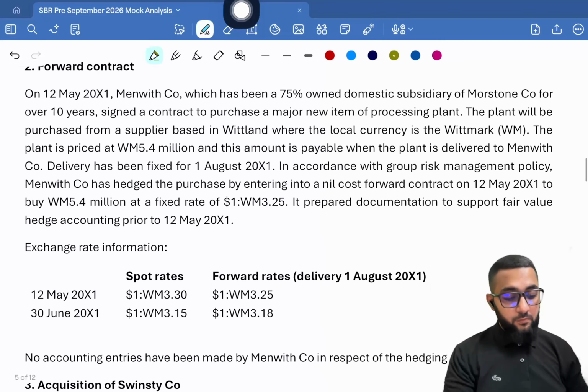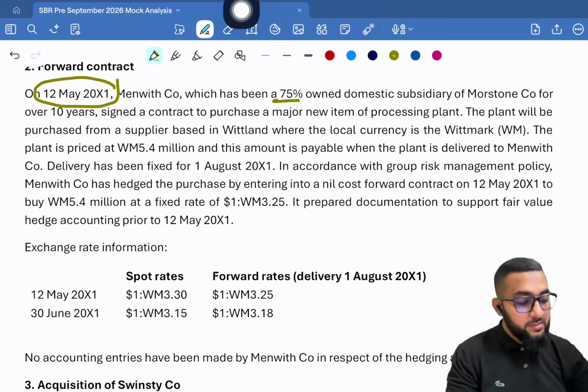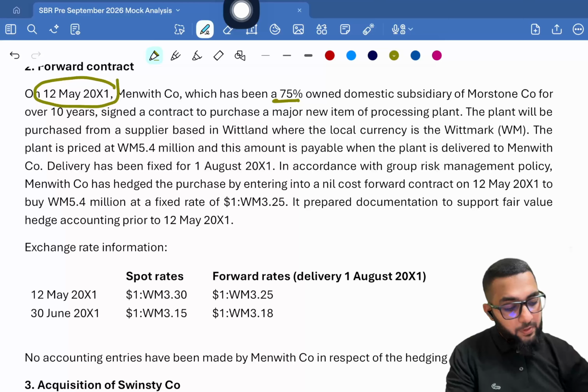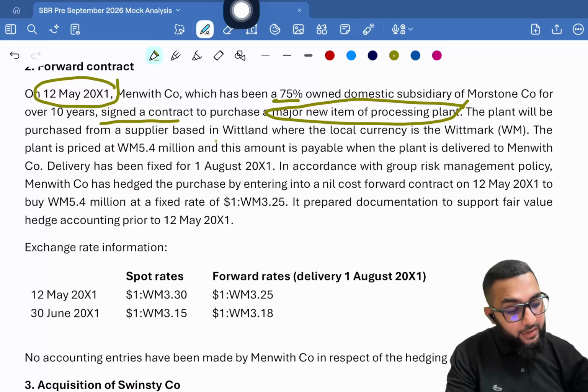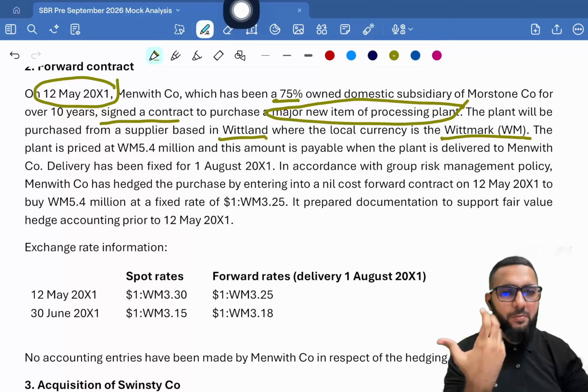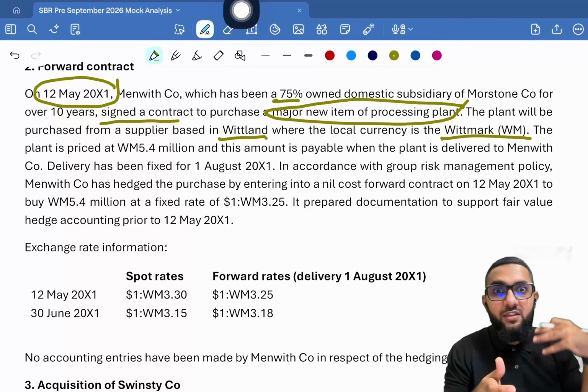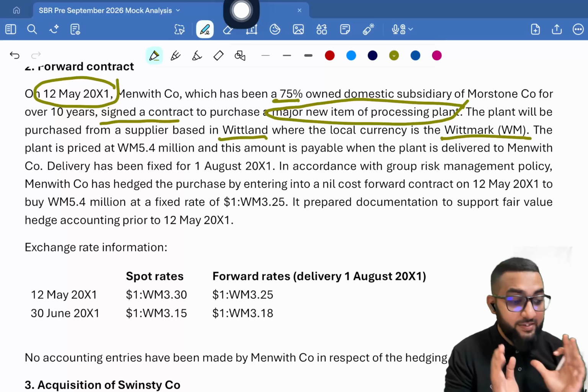Forward contract. On 12th May 2021, Menwith Co., which has been a 75% owned domestic subsidiary of Morstone Co. for over 10 years, signed a contract. So 12th of May was the signing date. Signed a contract to purchase a major new item of processing plant. The plant will be purchased from a supplier based in Whitland, a foreign supplier where the local currency is Whitmark. Right, purchasing from a foreign supplier, meaning when we read until this point, we understand Menwith Co. is having a currency fluctuation risk, right?